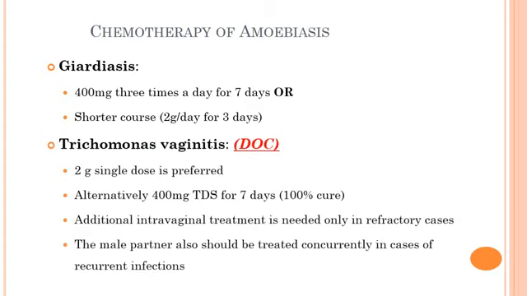Next use is Trichomonas vaginitis. It is the drug of choice for this condition. 2 gram single dose is preferred. Alternatively, 400 mg TDS may be used for 7 days. Additional intravaginal treatment is needed only in refractory cases.